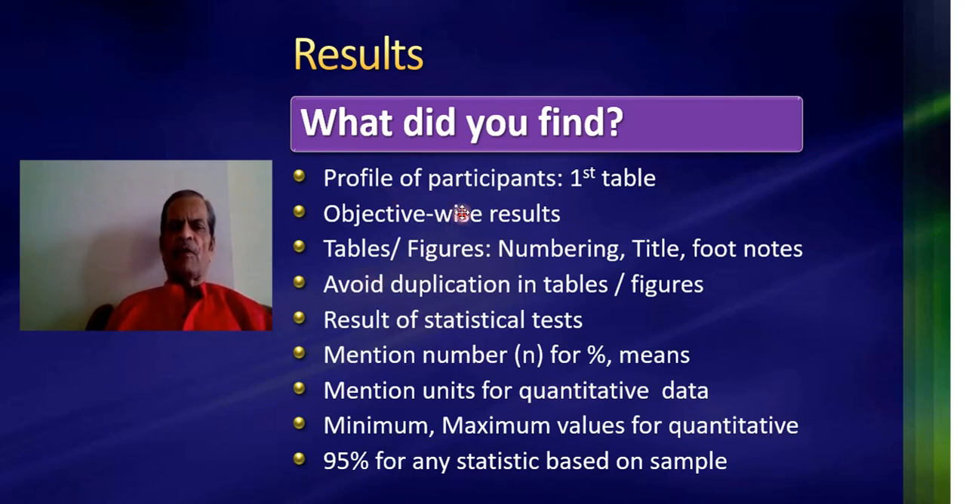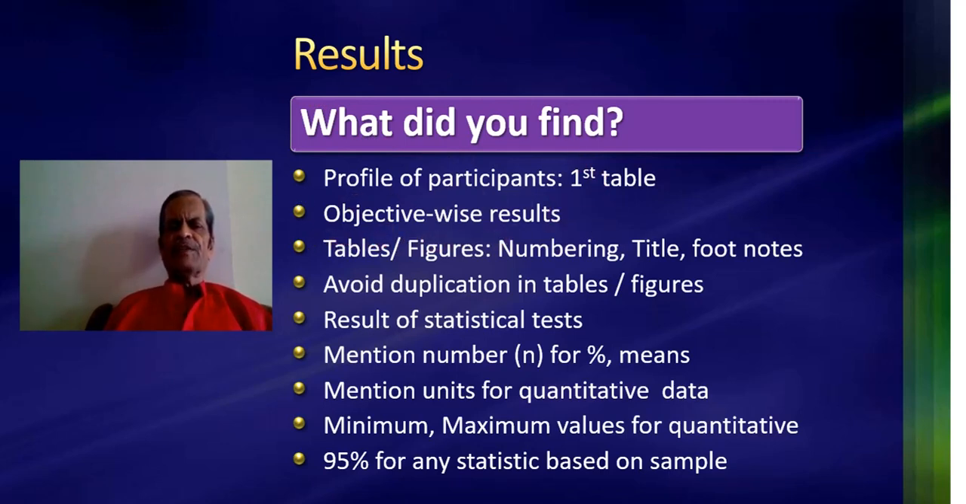So the profile of the participants in those groups must be given in the first table. The profile may contain the gender-wise profile, the age-wise profile, and the severity of the disease in the two groups. So all these things come in the profile of the participants. So that should be the first table in the results.